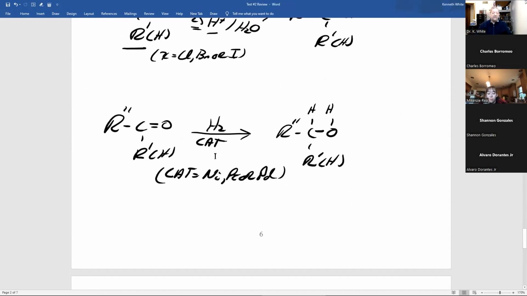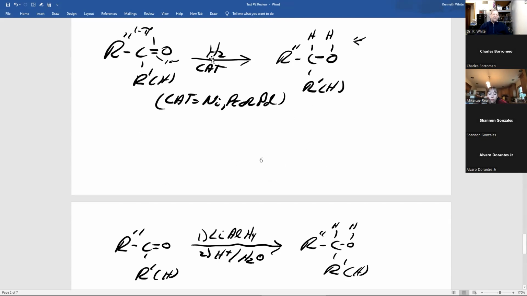Now, as I mentioned earlier, carbonyl has a pi bond and a sigma bond. And just like with a carbon-carbon double bond, a carbon-oxygen double bond can be broken with hydrogen and a catalyst, and each atom of the double bond gets a hydrogen. Now, this could react with carbon-carbon double bonds, which you didn't want to.